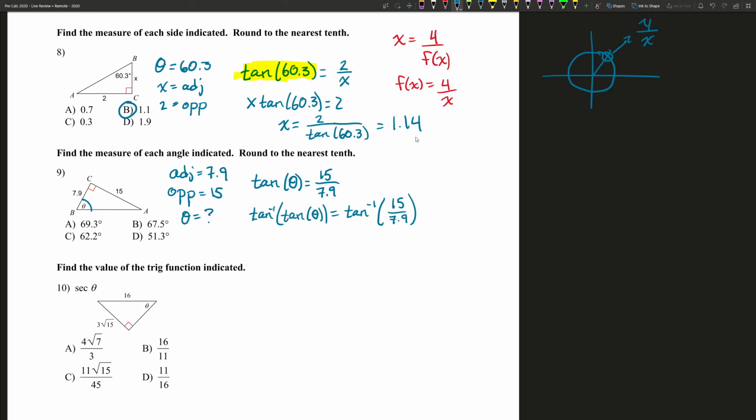On the left-hand side, the tangent inverse and the tangent just cancel one another out. And then you have inverse tangent of 15 over 7.9.